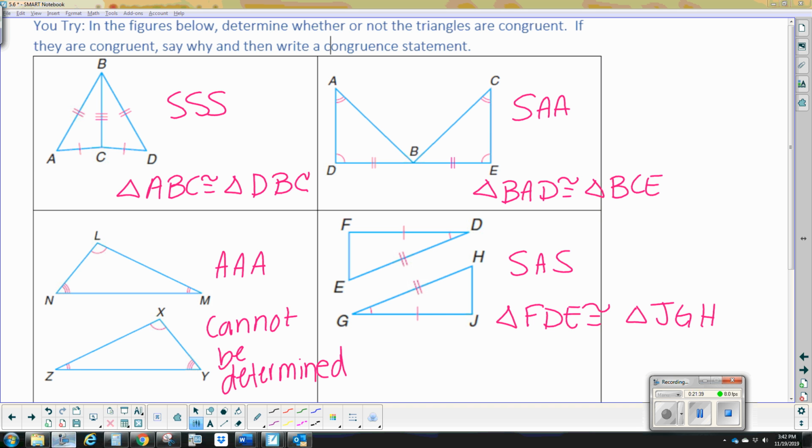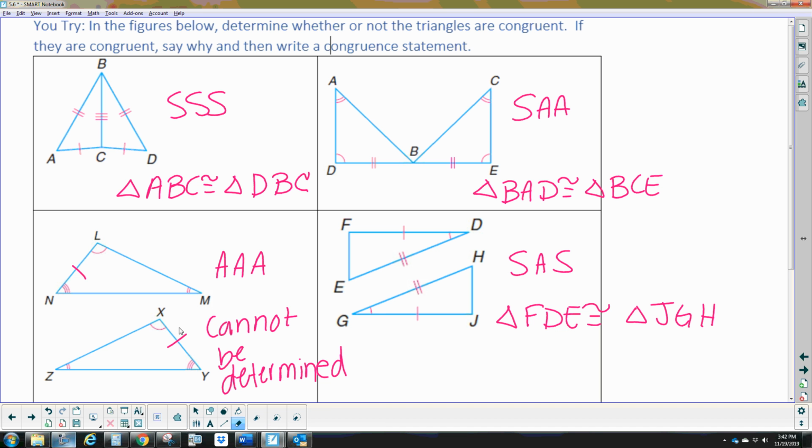Okay, and lastly, here are the solutions for the on your own portion. So again, the only one that we cannot determine is the one that has angle, angle, angle given information. That is not a congruent shortcut. Therefore, we cannot determine that those two triangles are congruent. We would need a little bit more information. If we had just one of these sides congruent, then we could show that the triangles are congruent. But since we don't have that, we cannot determine triangle congruence here.